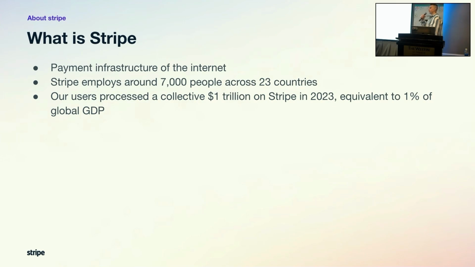We like to call Stripe the payment infrastructure of the internet. Stripe employs around 7,000 people around the world, and our users in 2023 managed to process 1 trillion USD, which is equivalent to 1% of the GDP.